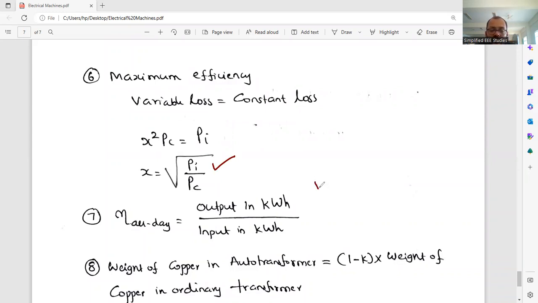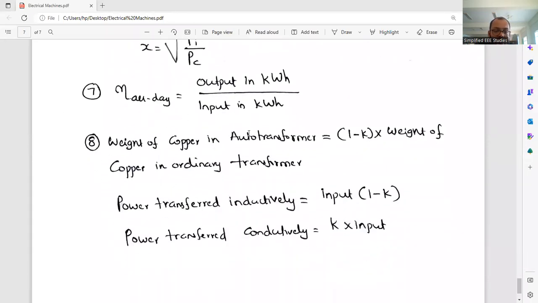Similarly, if you talk about the distribution transformer, we need to use all day efficiency: output in kilowatt hour divided by input in kilowatt hour. It is expressed in terms of energy. That point also you have to remember. We have discussed all day efficiency.